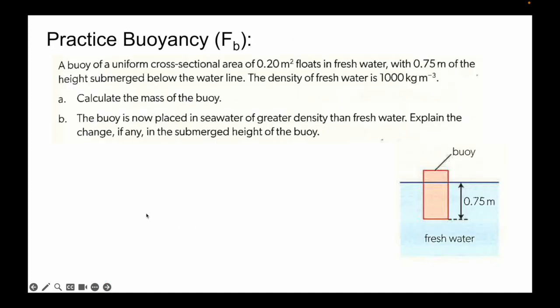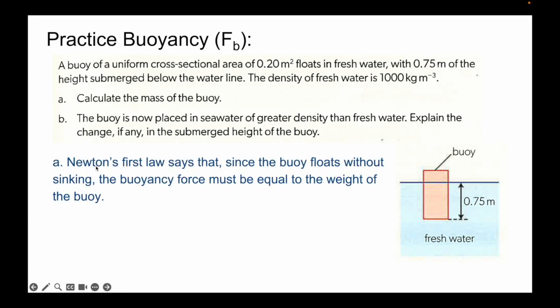Let's take a moment to try a practice buoyancy question. Pause the video and come back in a moment. Well, the buoy of uniform cross-sectional area floats in water with 0.75 meters of the height submerged below the waterline. The density of the fresh water is 1,000 kilograms per meter cubed. Calculate the mass of the buoy, and then the buoy is now placed in seawater of greater density than fresh water. Explain the change, if any, in the submerged height. So is this going to change at all when it's now stuck in salt water?